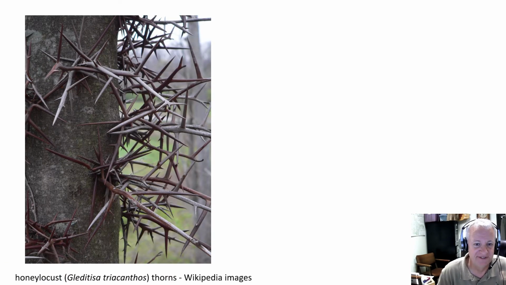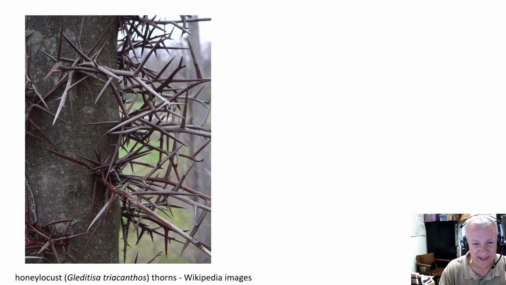Here's another defense mechanism. That doesn't look very inviting, does it? These are thorns on a honey locust. And so spines, prickles, and thorns are all sharp structures that repel or make plant parts less palatable or accessible to herbivores. Clearly a thorn, spine, or prickle is not much of a barrier to a pathogen, but certainly can be a barrier to an herbivore.